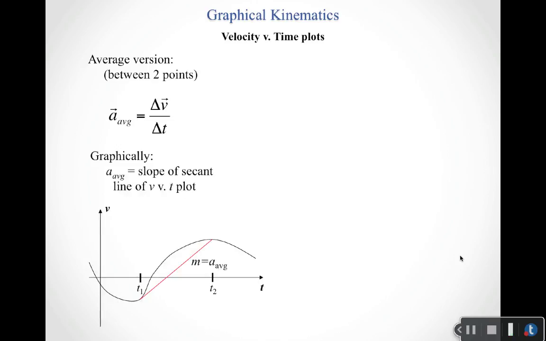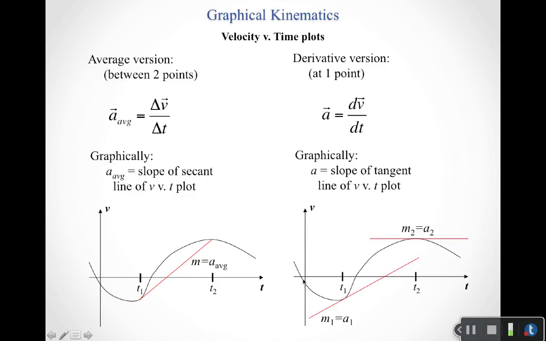Velocity versus time plots. Again, we can think in terms of the average version and the derivative version. With the average version, thinking between 2 points, that's going to give me v2 minus v1 divided by t2 minus t1, and that's just the average acceleration value. Graphically, that means the average acceleration is equal to the slope of the secant line on a v versus t plot.